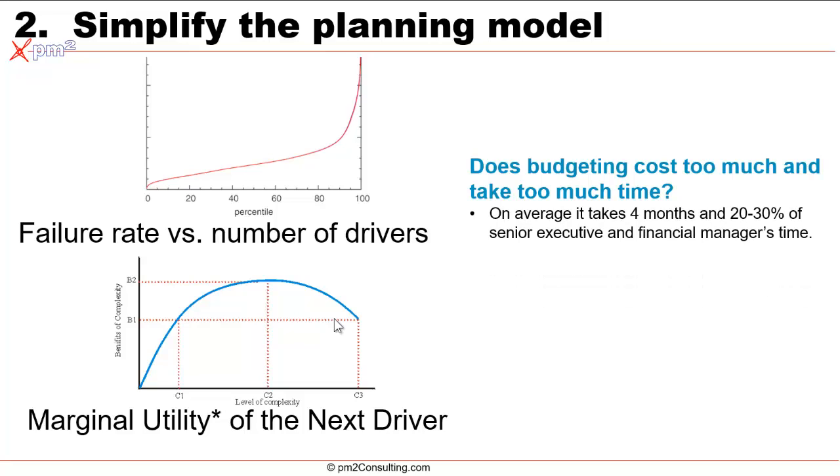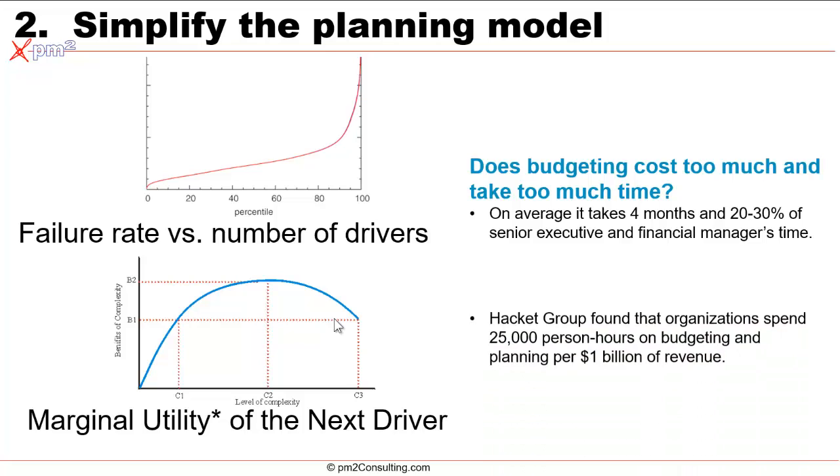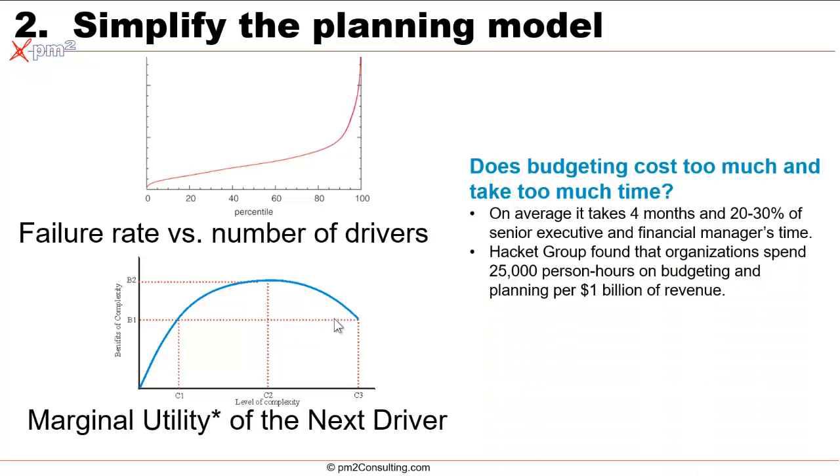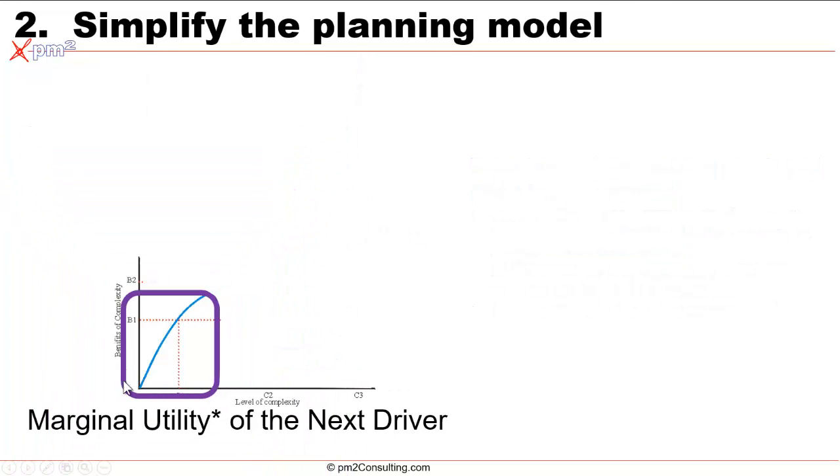Research indicates that on average it takes organizations about 4 months to complete a plan and consumes about 20 to 30% of the senior leadership team and financial managers' time. Huge amounts. The Hackett Group tried to take a look at this and discovered that about 25,000 person hours are used in budgeting per $1 billion in revenue. Or that works out to roughly $1,000 of planning costs per $1 million of revenue. Not a very good equation. What we should be doing is obviously just focusing on this part of the curve down here, where we have the better value, if we could get there.